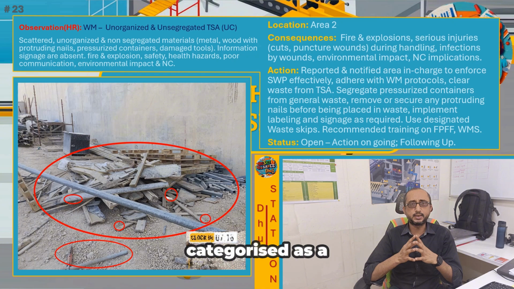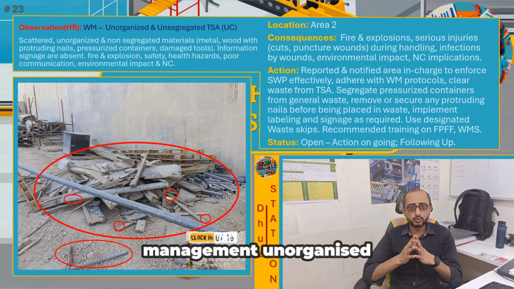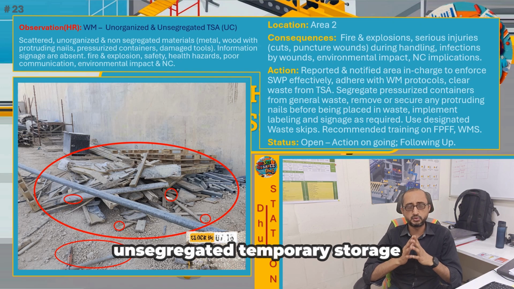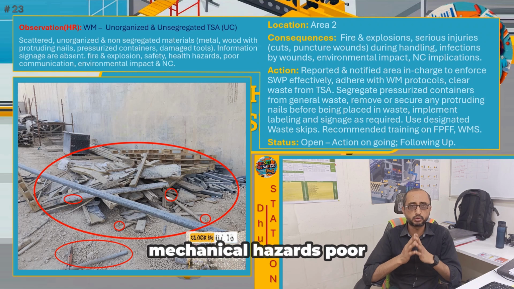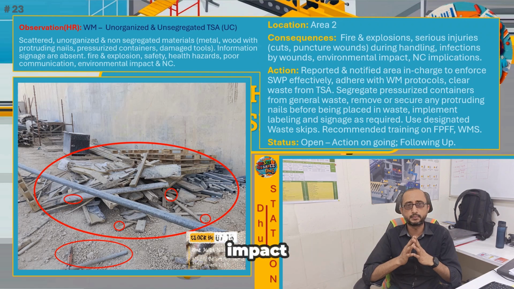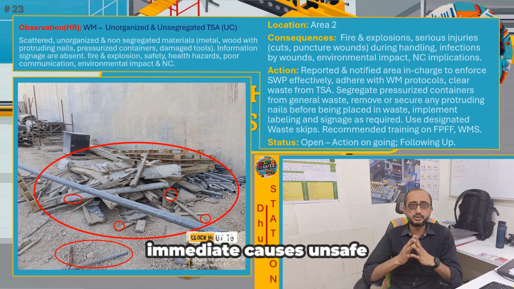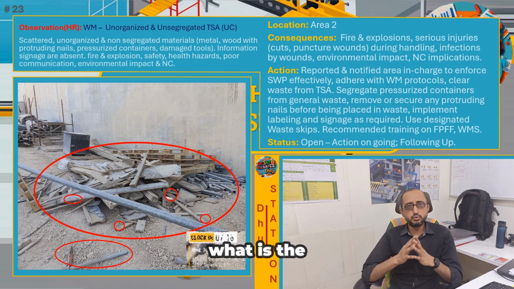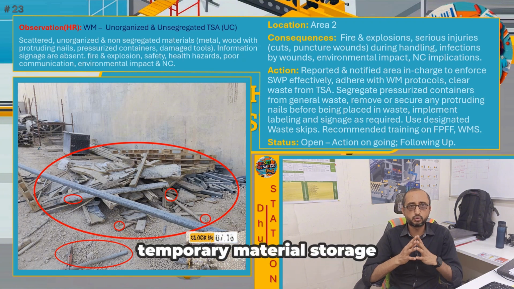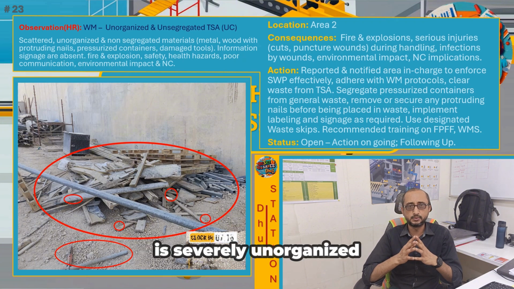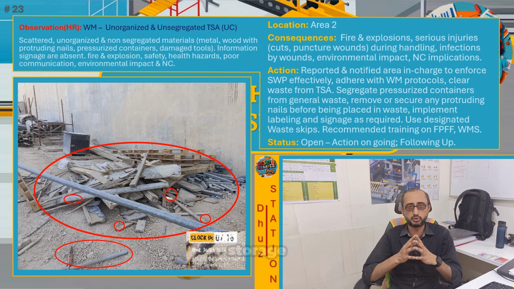This observation is categorized as high risk, labeled as waste management: unorganized, unsegregated temporary storage area. Hazards include fire and explosion, mechanical hazards, poor communication, and environmental impact. Immediate cause is unsafe condition. What is the issue here? The safety team noticed that our site temporary material storage area is severely unorganized and being used as a waste storage.